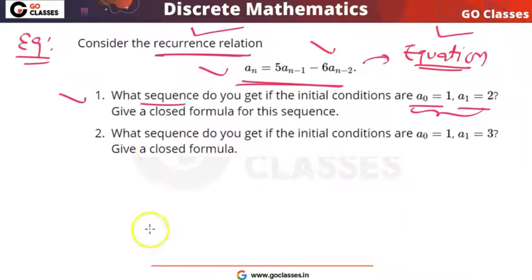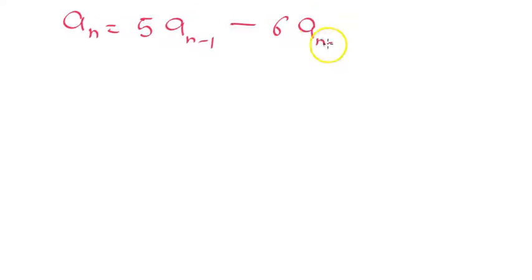Now let's see the second question. In the second question, the initial conditions are changed. Remember, the equation is the same: 5 times a(n-1) minus 6 times a(n-2). So this equation is the same, but the initial conditions have changed.